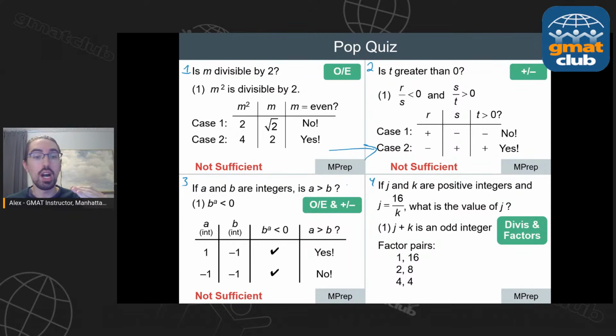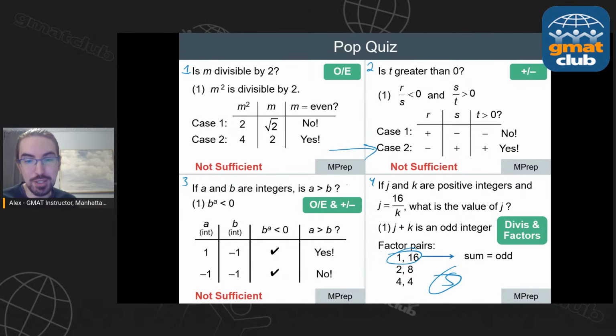Now we do have to deal with odd in statement 1. Statement 1 says J plus K is an odd integer. So we've got only one factor pair that is odd, 1 plus 16. That sum is going to be odd, which means 1 and 16 is our answer, which means statement 1 is sufficient.